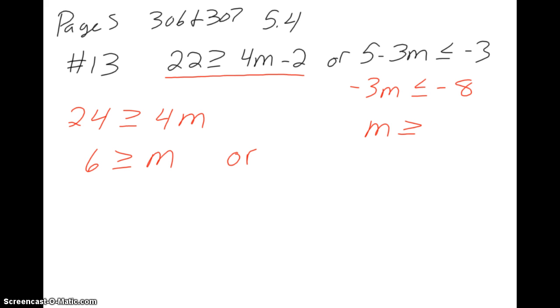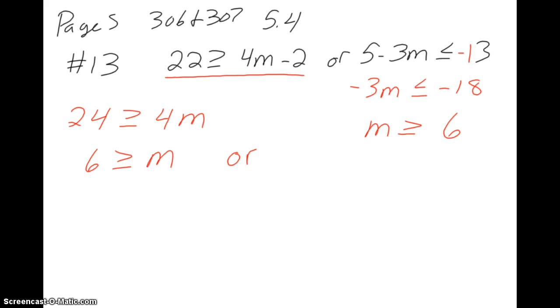Subtract 5, I get a negative 3. I hope I copied the problem right. M is greater than or equal to 8/3. That does not seem right. And it isn't right because it's supposed to be less than or equal to negative 13. So when I subtract 5, that's a negative 18. And then when I divide by negative 3, I get a positive 6. Again, the inequality is flipped because I divide by negative 3.